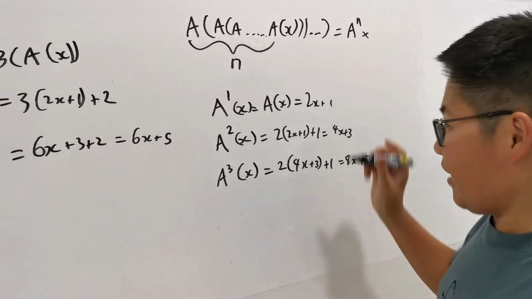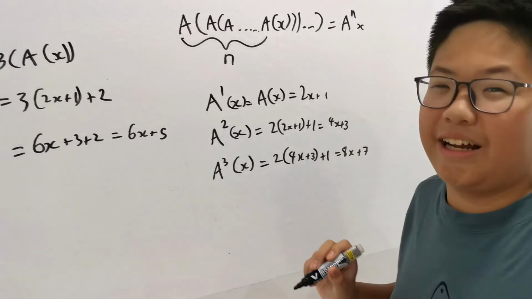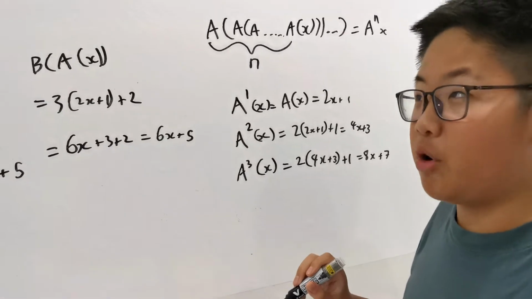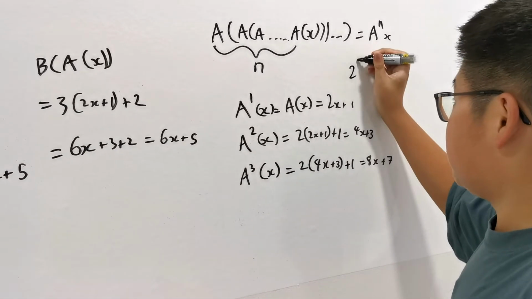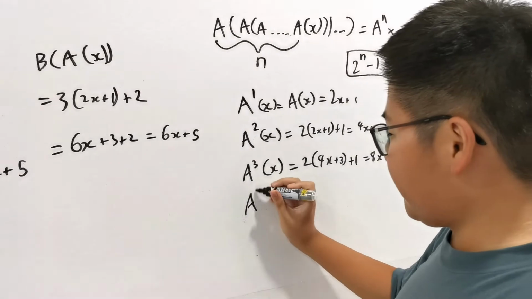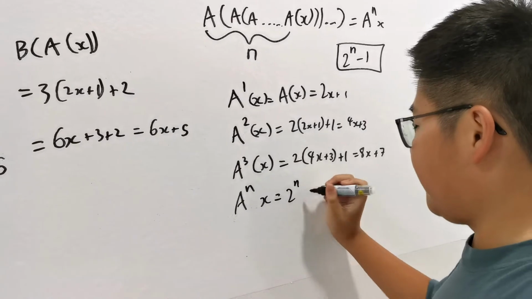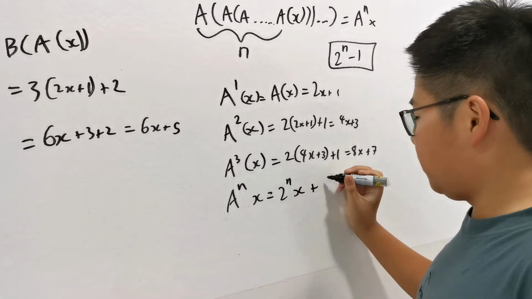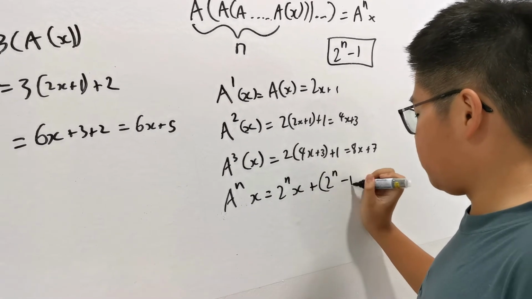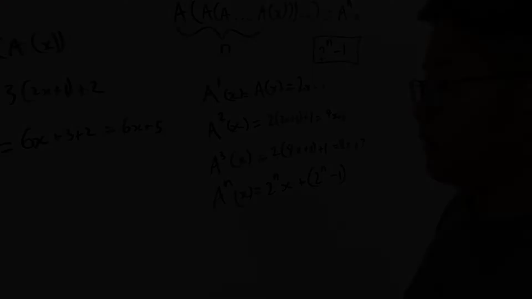Hey, would you look at that? The x coefficients are the powers of 2 and the right side are the Mersenne numbers directly below that. By the way, a Mersenne number is of the form 2 to the power n minus 1. So we can write a^n(x) equals 2^n x plus 2^n minus 1, which is the nth Mersenne number.